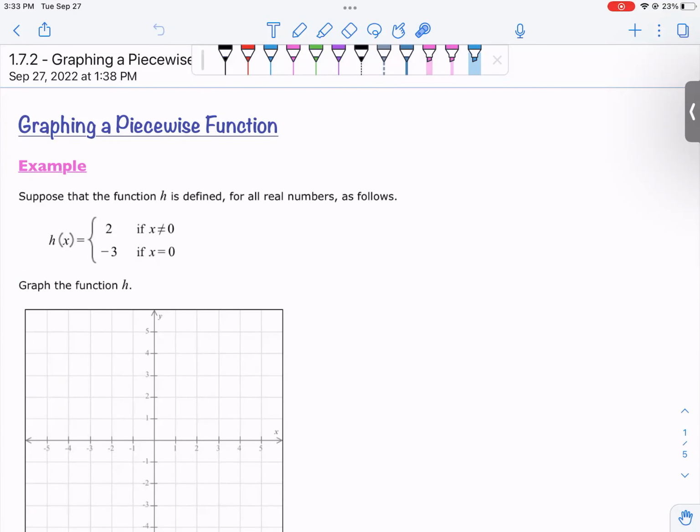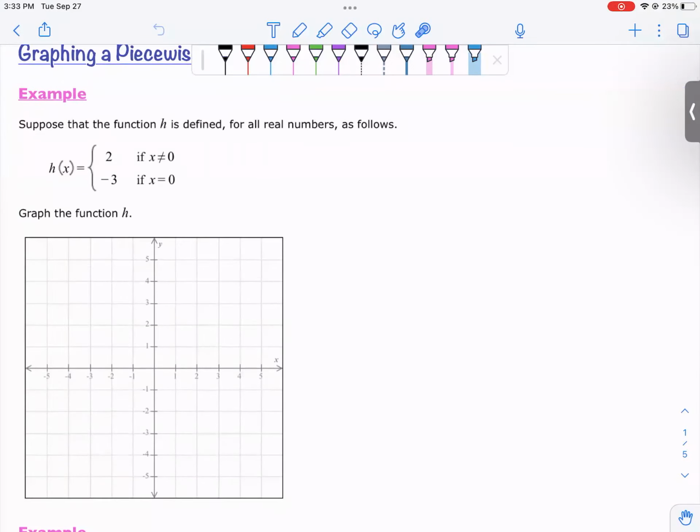Let's graph some piecewise functions. In a previous video, we talked about evaluating piecewise functions. Now let's talk about graphing them. So we've been given a piecewise function, h of x is equal to 2 if x is not 0, and negative 3 if x is 0.